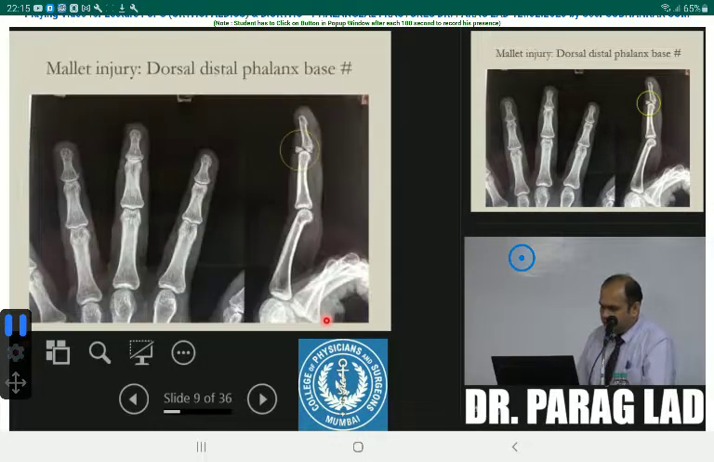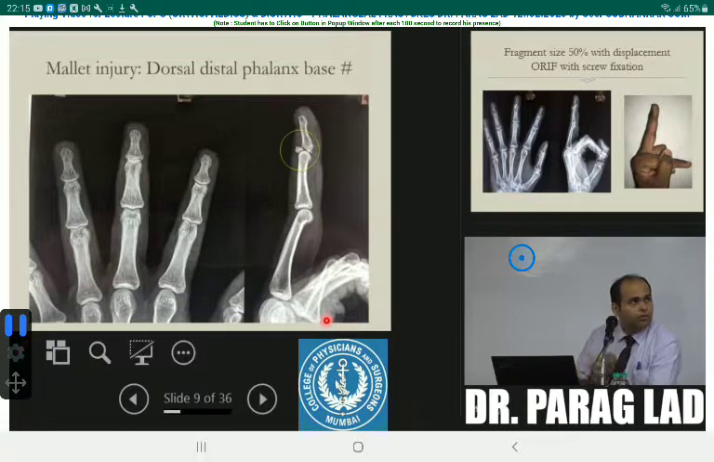Now take another example. So again a mallet injury. Now you see the fracture is definitely displaced. Of course the joint is not subluxated, but here the fracture is rotated. Now this fragment should be here. It is a rotated fracture. Okay, so such fractures need fixation, because once they heal, the extension is not going to be possible, because the extensor tendon is attached to this fragment. Unless this fragment becomes part of the parent bone, it cannot cause extension of the digit.